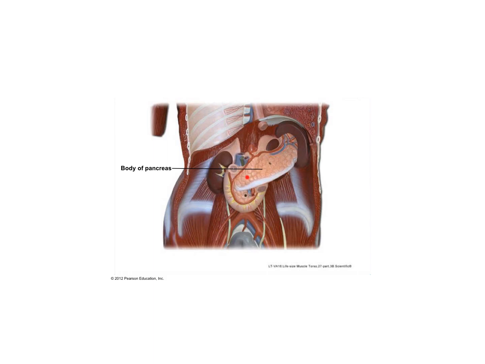So the main portion of the pancreas is called the body of the pancreas. And that concludes this part of the endocrine system.